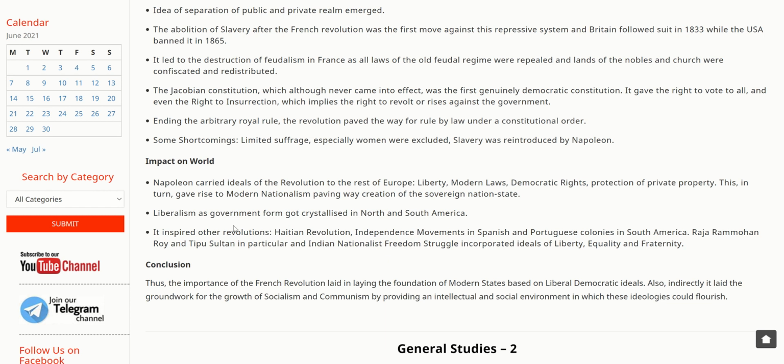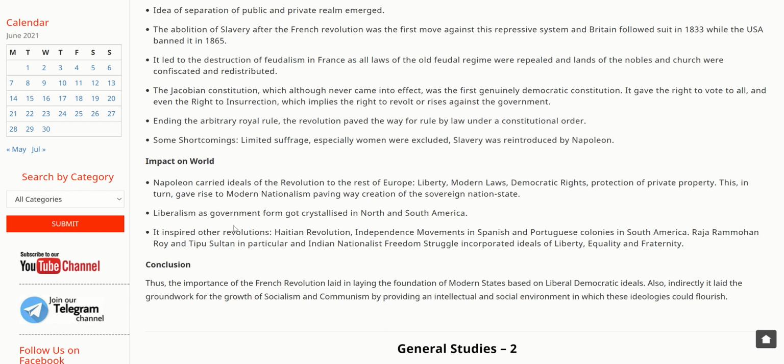It inspired other revolutions, that is the Haitian Revolution, and independence movements in Spanish and Portuguese colonies in South America. Raja Ram Mohan Roy and Tipu Sultan in particular, and the Indian nationalist freedom struggle, incorporated ideals of liberty, equality, and fraternity. Let's conclude the answer for this question. Thus, the importance of the French Revolution lay in laying the foundation of the modern states in the world.